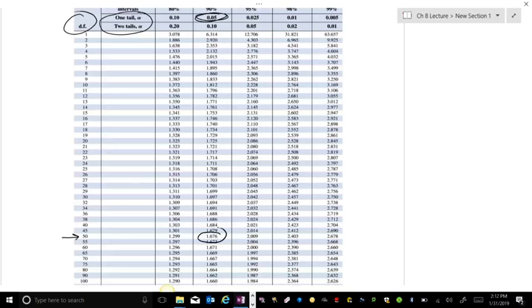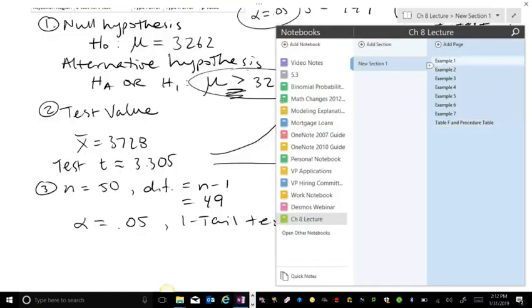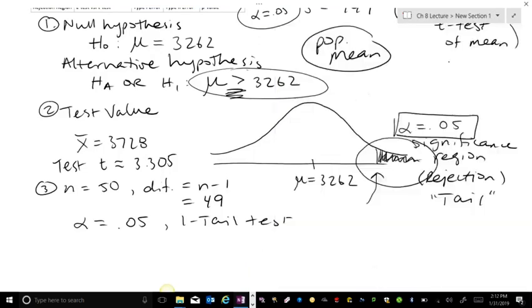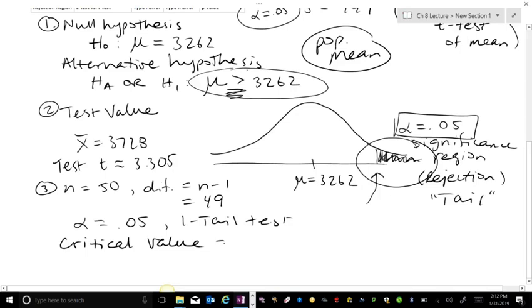So 1.676, let me put that back into my test. And I'm almost done. This is my critical value. My critical value is 1.676. This labels my curve here. This happens to be a t-curve. It labels my curve with t-scores.